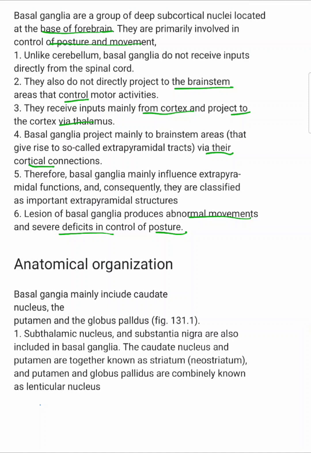Let's see the anatomical organization of the basal ganglia. They mainly include three structures: the caudate nucleus, putamen, and globus pallidus. The subthalamic nuclei and substantia nigra are also included. The caudate nucleus and putamen together are known as the striatum, and the putamen and globus pallidus are commonly known as the lenticular nucleus.